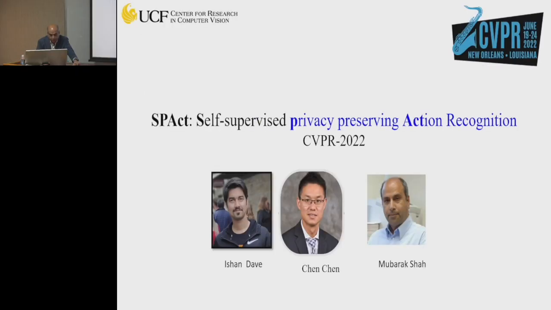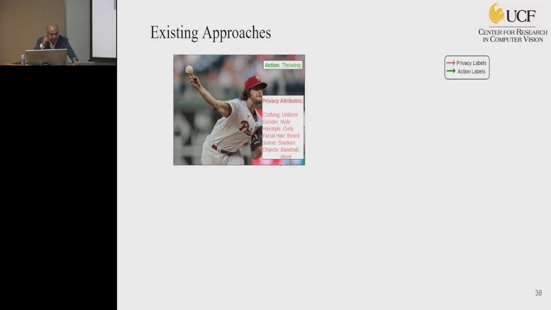The first one. The idea is that we want to take the video and anonymize it. We want to preserve the privacy. We want to be able to recognize actions, but we don't have to know the background. We don't have to know the privacy attributes like gender and clothing and all those things which are shown here.